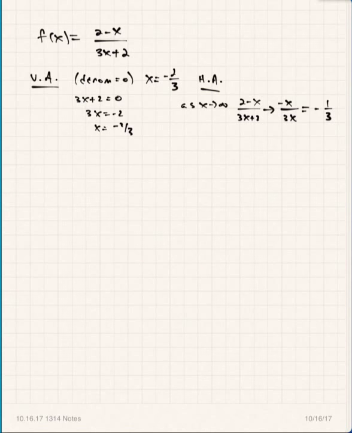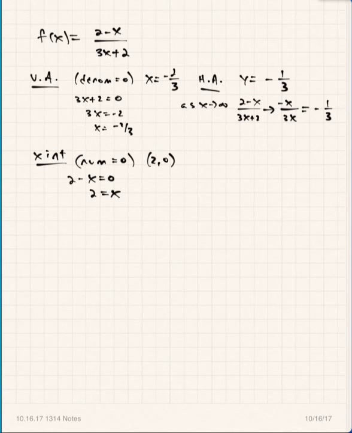And so there's a horizontal asymptote at y equals negative 1/3. All right, the x-intercept. Remember, the x-intercept is where the numerator is equal to 0. So the numerator is equal to 0 at 2 minus x equals 0, or x is equal to 2. And so there's an x-intercept at 2, 0.